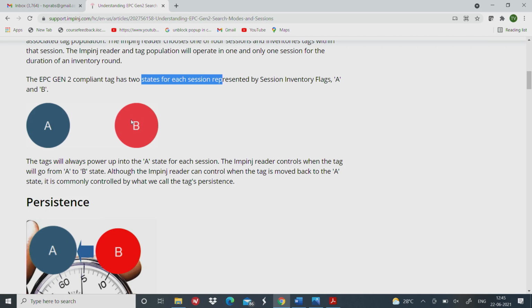But if you do not want the state of being inventoried to be long, then you can ask the tag to quickly come back to A so that it can be inventoried again, okay. That means you are spending 0 time in B and more time in A. It is transiting to B, but you are not waiting there at all, you are asking the tag to come back. In such a way you actually call it dual target. You are reading it in dual target, session 0 dual target mode.